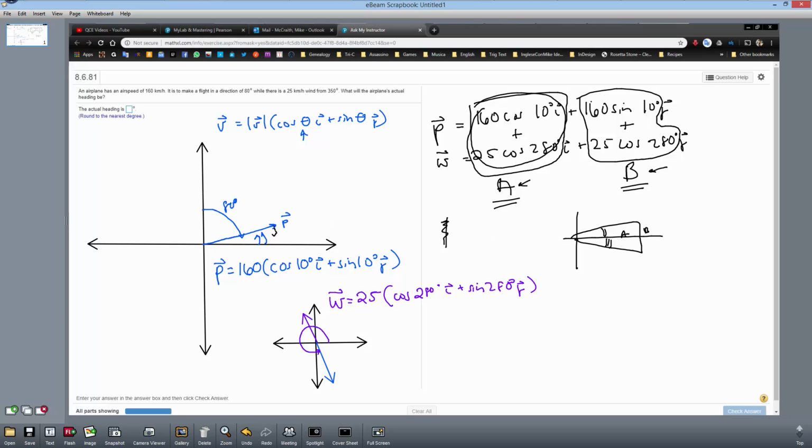When you go to find your answer, though, remember it has to come from the positive x-axis, because that's what the bearing is from, just like the other two angles you're given. All right, I hope that helps.